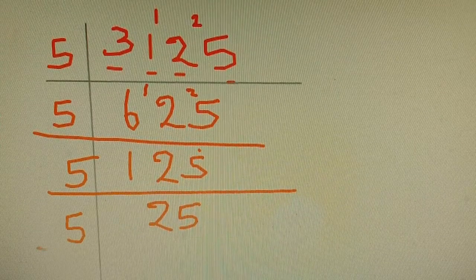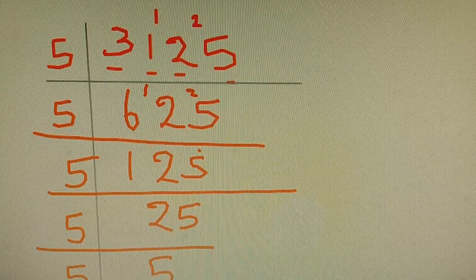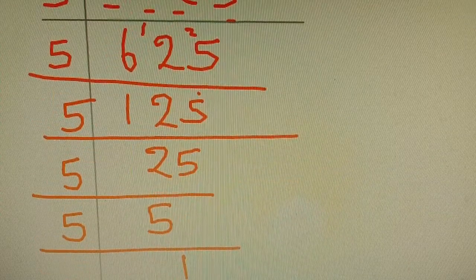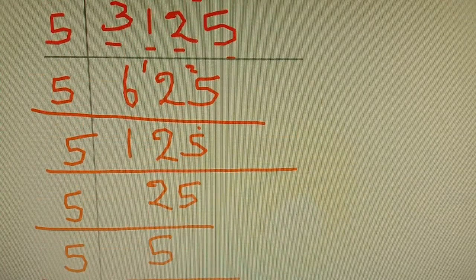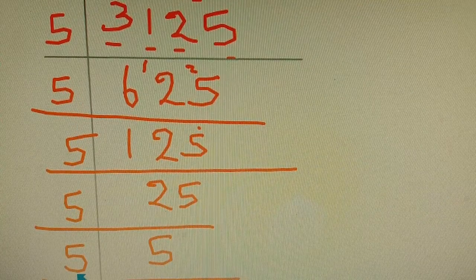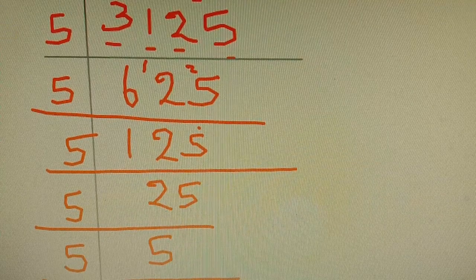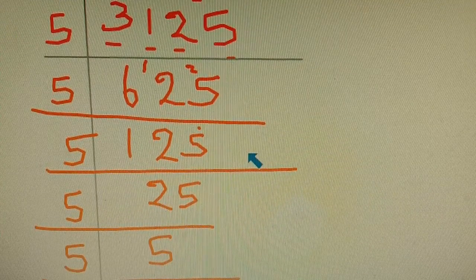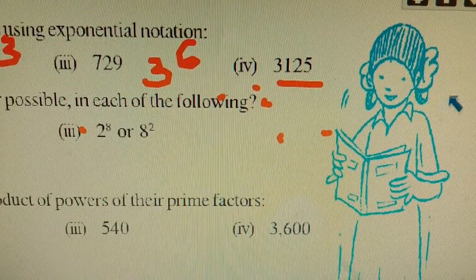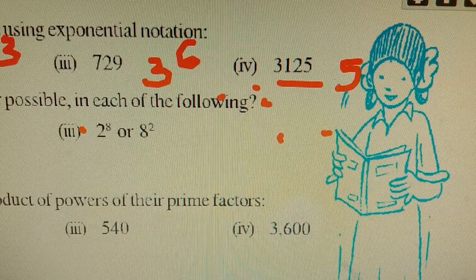Then once more with the 5, 5. Then last with that 5 itself, so the answer is 1. So how many 5s are there? So here 1, 2, 3, 4, 5 fives. So the answer is 3125. That is 5 to the power of 5. That is the answer. 5 to the power of 5.